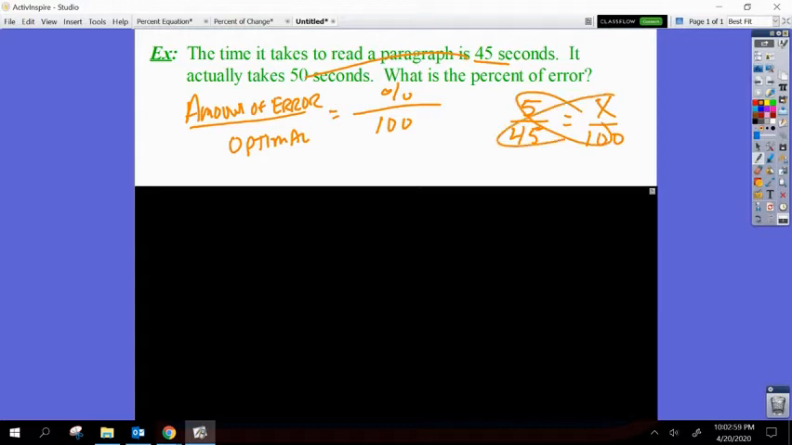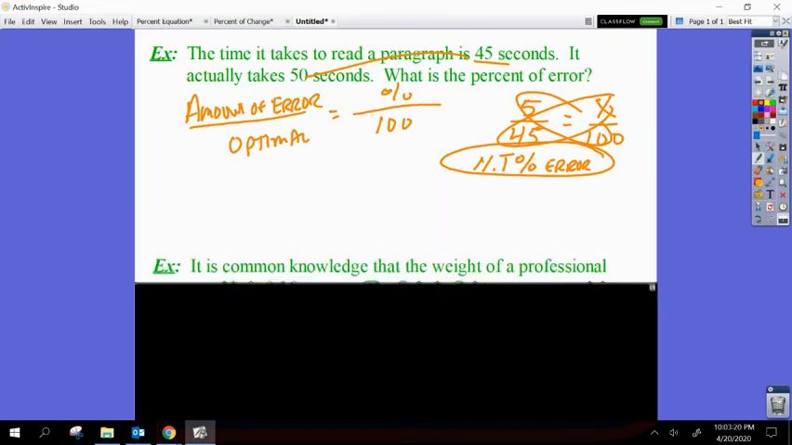We cross multiply, we divide. When you cross multiply and divide, you'll get 11.1 repeating. Make sure you leave the repeating bar, in this case percent. So 11.1% error, percent of error. So it's off by 11%, which is actually pretty significant. And as far as the amount of error, more than 10% off.